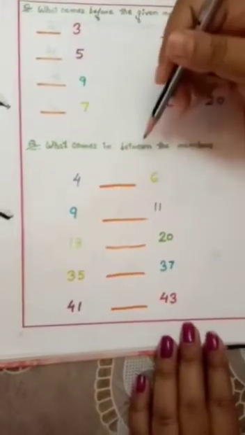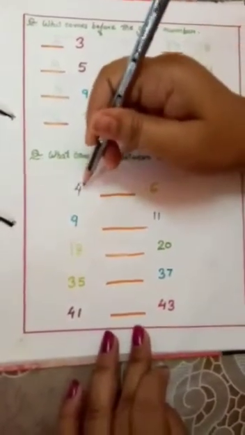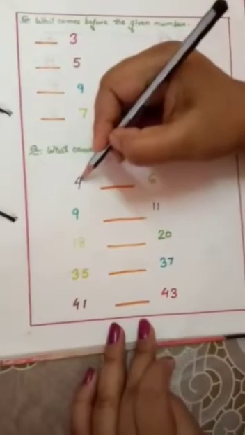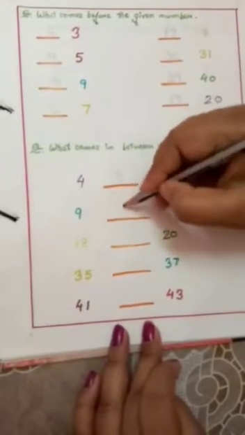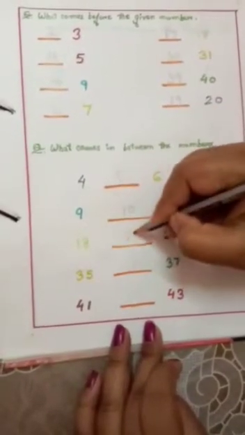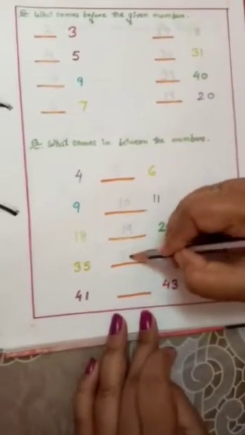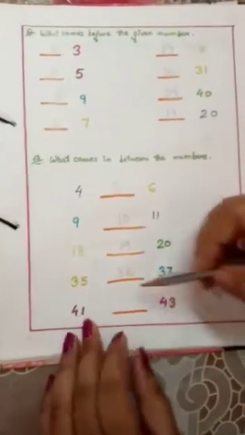Okay, now the next one, what comes in between the number? You have already learned what comes after. You can easily do this. So after 4 and before 6, which number comes? After 4 it comes 5. You write here 5. After 9 comes 10. After 18 comes 19. After 35 comes 36. 41 and 43. In between comes 42.